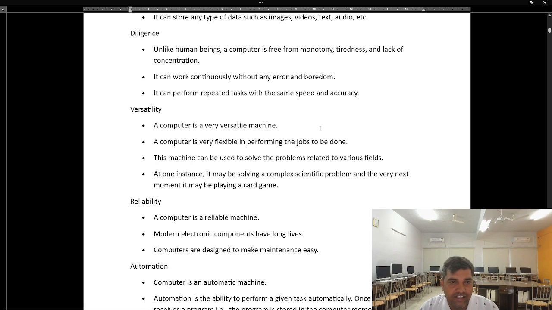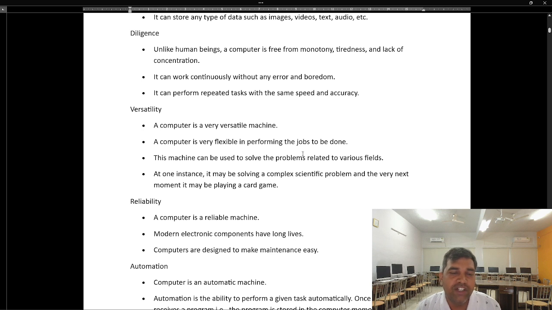Next is diligence. Unlike human beings, computer is free from monotony, tiredness, and lack of concentration. Computers are too diligent, they do not feel tiredness. They do not feel monotony also, which means if the same task is given for a long time, the same task you are doing, you feel bored. But here computer never feels bored. Computer never gets tired. Computer never loses concentration. But we can lose concentration.